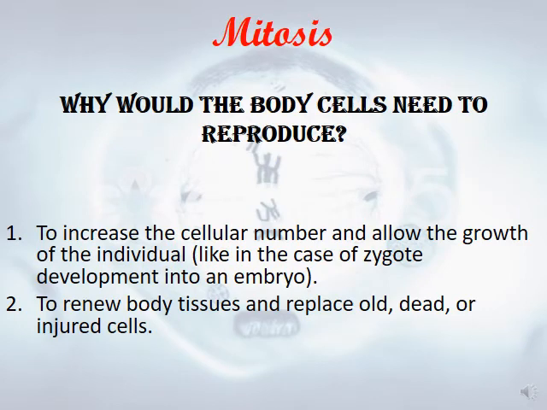Why would the body cells need to reproduce? First, they need to increase the cellular number and to allow the growth of the individual. Example, the case of the zygote developing into an embryo. Second, to renew the body tissues and replace the old, dead or injured cells by new cells.